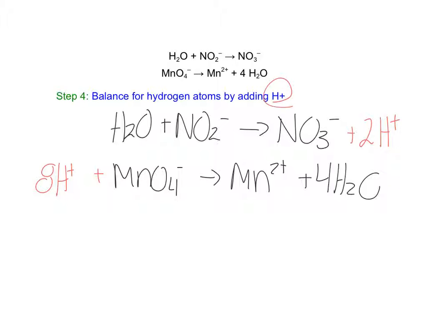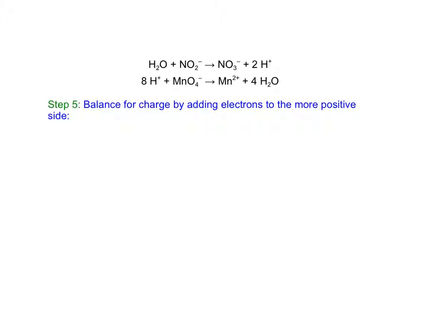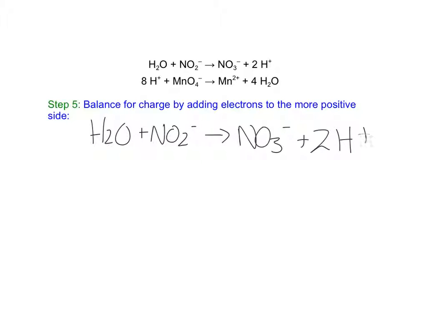Next step. So we're going to balance for charge by adding electrons to the more positive side. We started with our H2O and NO2 minus. We're making NO3 minus and 2H plus. The total charge for all of my reactants here is -1. Water is neutral and we have 1 nitrite ion.